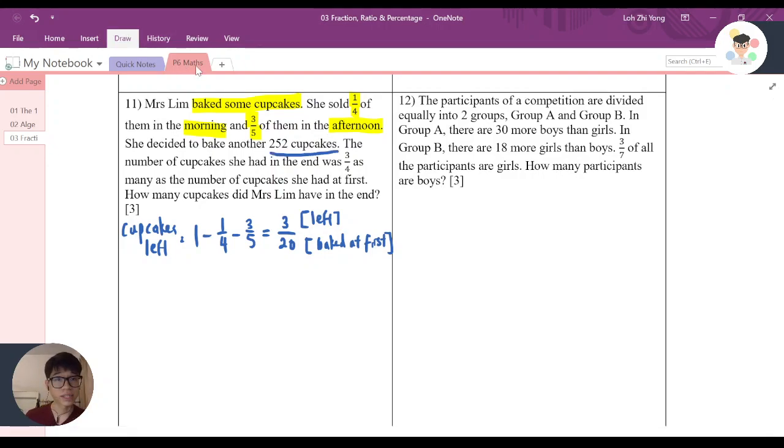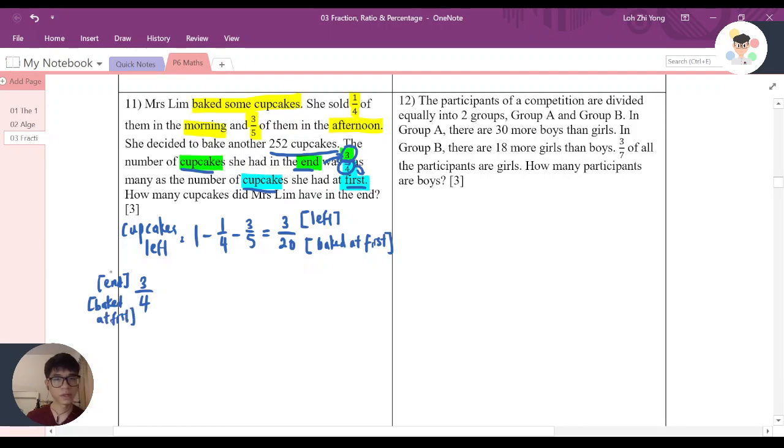And later on, it continues, says here, the number of cupcakes that she had at the end was 3 out of 4 as many as the number of cupcakes that she had at first. Now, look at here. This green color represents this green color 3, and these 4 represent the blue color words here. Now I know that there's another thing here, 3/4, and this 3 represents the end, and this 4 represents the cupcakes baked at first.